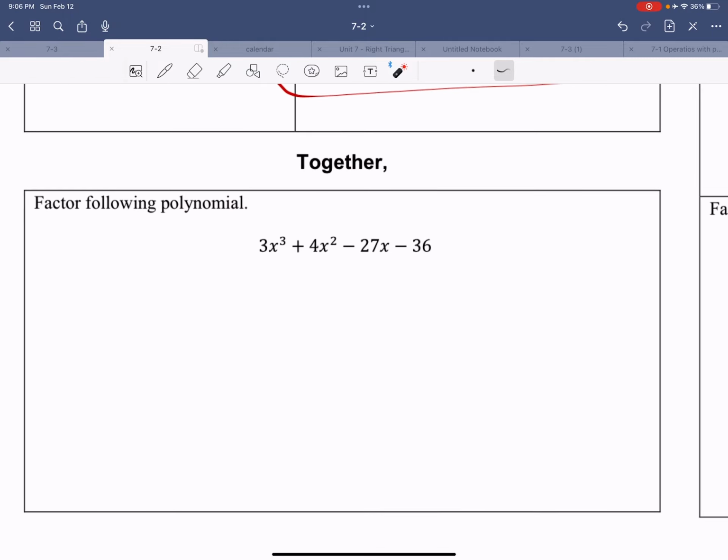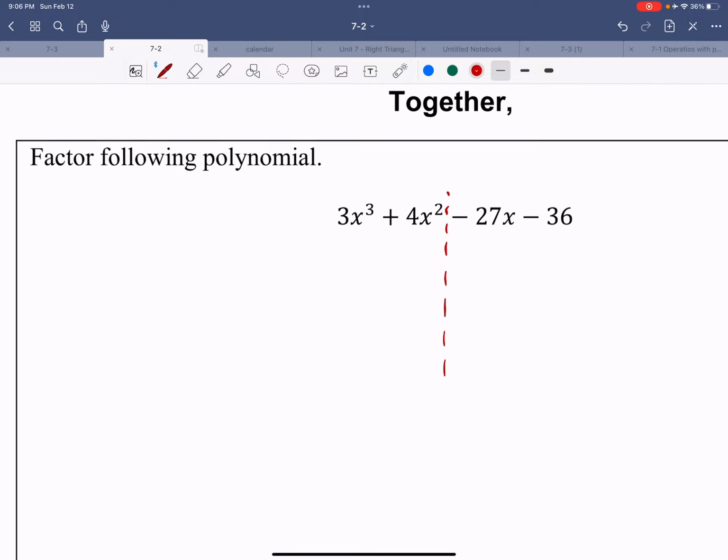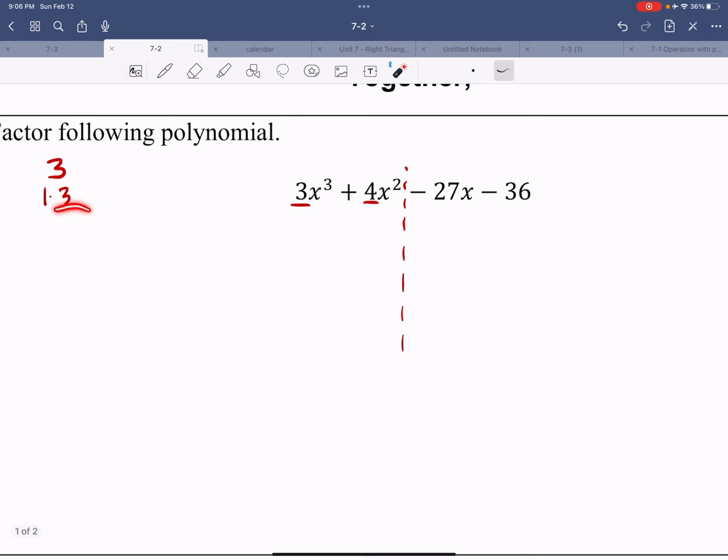So let's do this one together. I believe this one will make more sense when you do it. So here, let's try to find the GCF. We have a 3 and a 4. For the 3, 1 times 3 can give you 3. Now here's a question: does 3 go into 4? Not really. Does 1 go into 4? Yeah. But 1 does not really affect it, because if you divide by 1, that does not change anything else. So you don't need it.